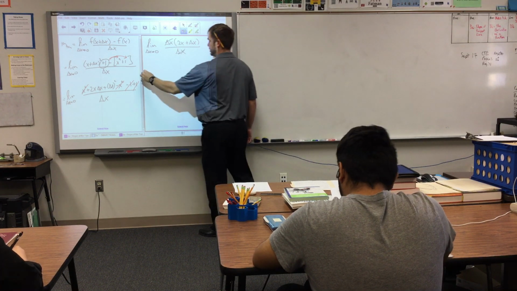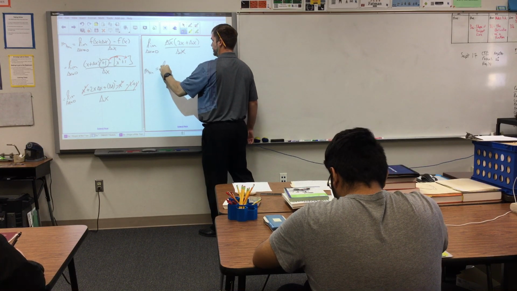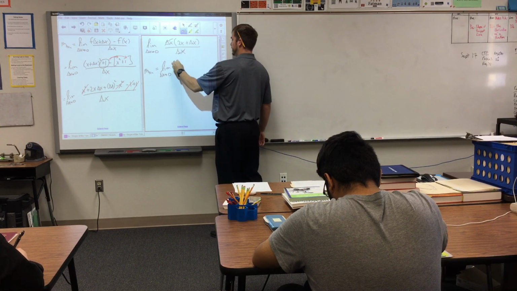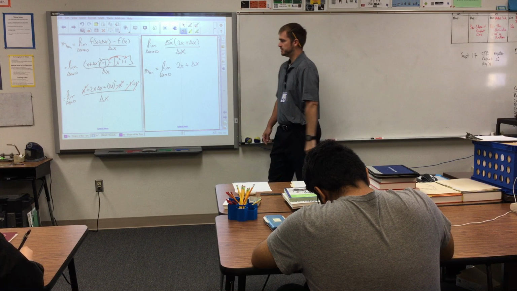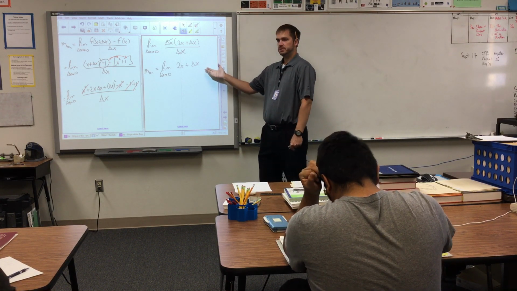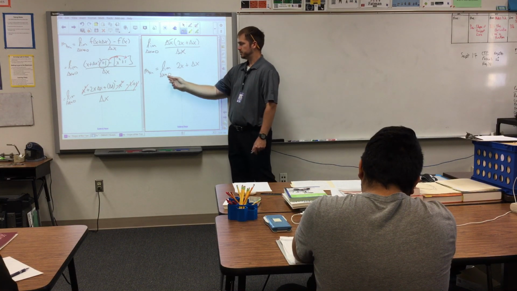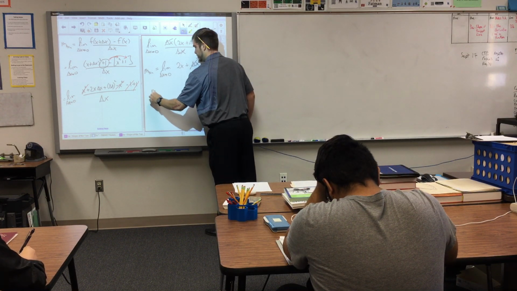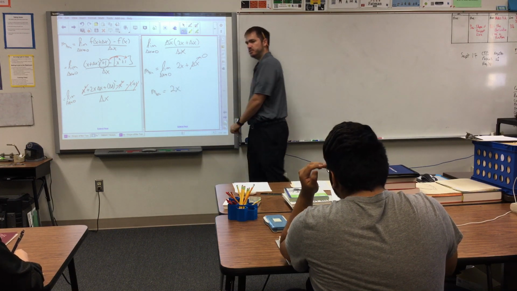Delta x cancel, so the slope of the tangent line is the limit as delta x approaches 0 of 2x plus delta x. Well, that's kind of interesting. Will direct substitution work now? Yes. Just plug in 0 for delta x. So the slope of the tangent line at x is 2x.